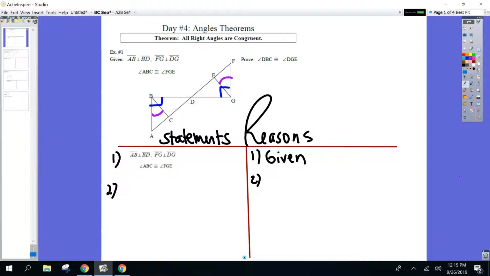Everyone's good? Okay, now we got to figure out, how do I go from the givens to showing that those two angles are congruent? That's where we need to go. And let's identify those two angles right now. DBC, there's DBC, I'm going to put it in gray. And here's DGE, I'll put it in gray right here. And I want you guys to use stuff we've used already. Don't come up with brand new stuff. All right? Use things we've used already.